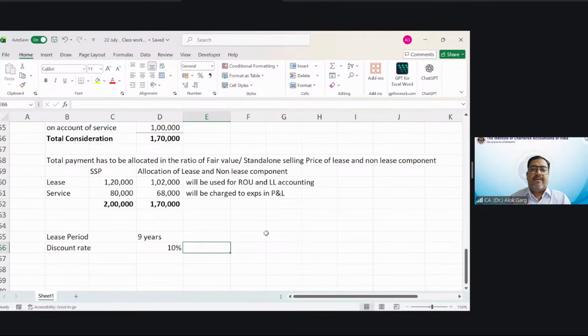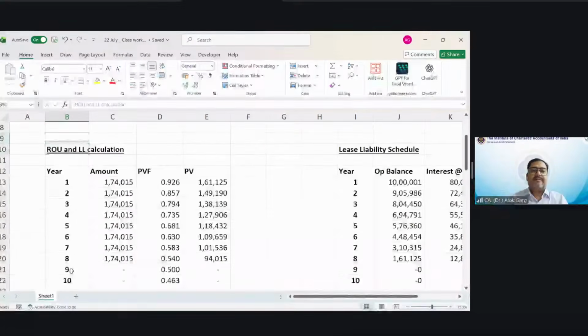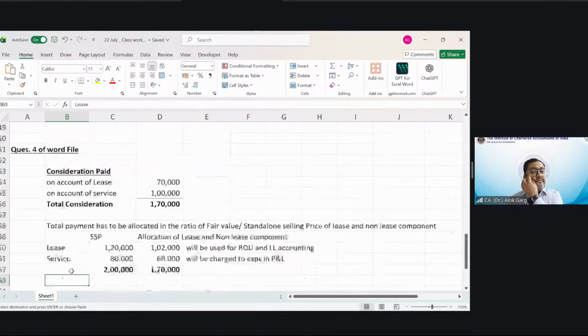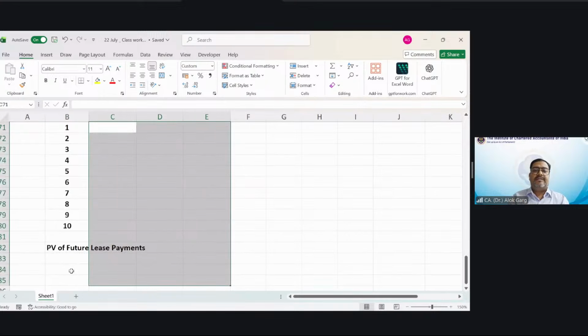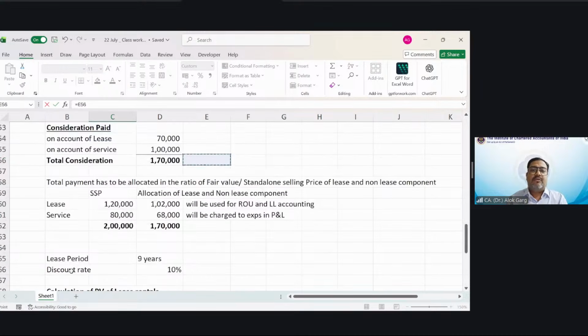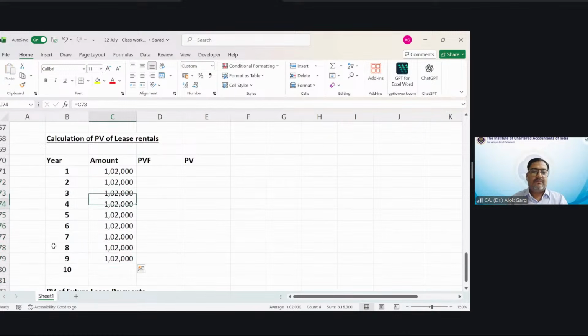On an annual basis. Now, the demand of the question is, what is the lease liability on the commencement date? Calculation of present value of future lease rentals. Let me copy this table. What is the amount, guys? The amount is 1,02,000, right? What is my present value factor at the rate of 10%?